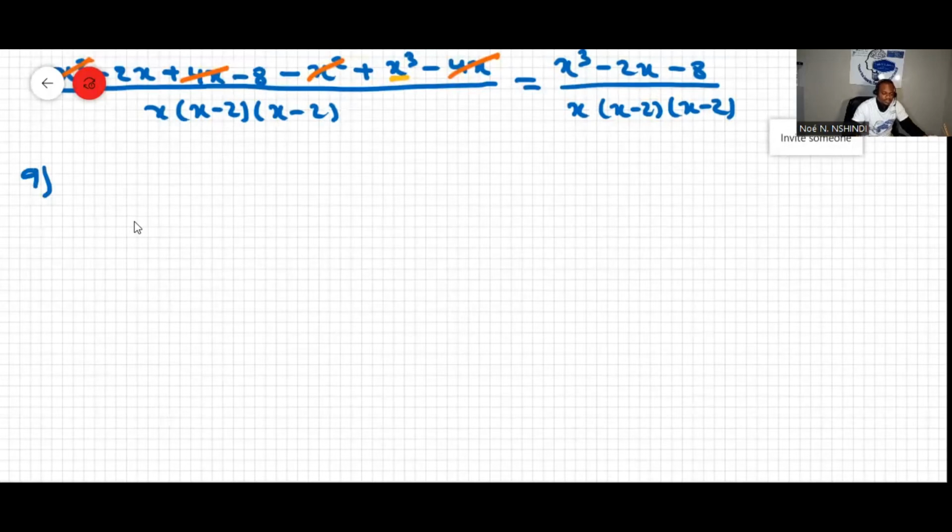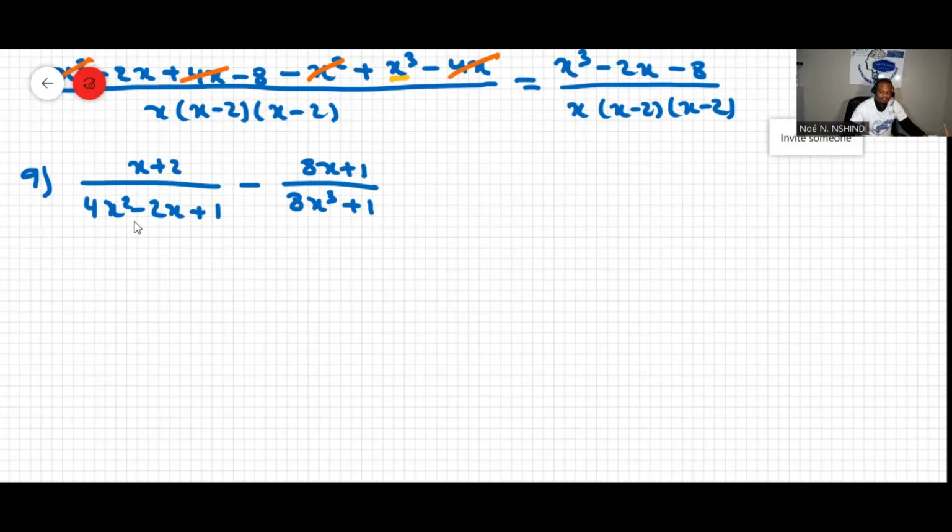Question 9 was (4x squared minus 2x plus 1) under (x plus 2) minus (8x cubed plus 1) under (8x plus 1). Now, what can we do here? Okay, let's start by factorizing what we can factorize. I can see that this is like a sum of cubes, okay?